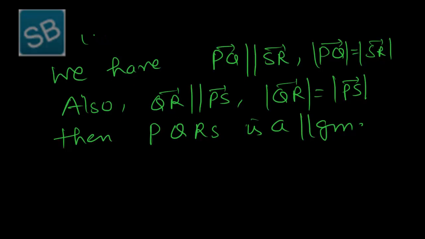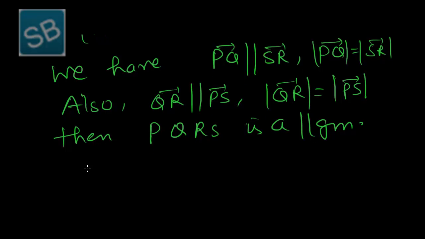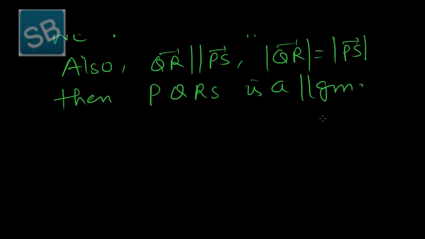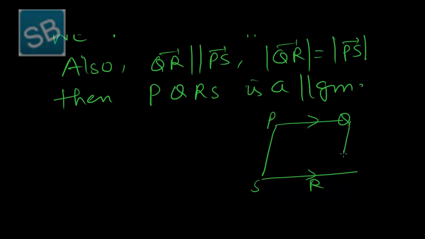Now we will check its diagonal. The diagonal is PR. First, making the diagram, as PQ is parallel to SR, if we take the PQ side here, we have to take SR in this direction, and we have taken this side as PS and we have the direction as QR.